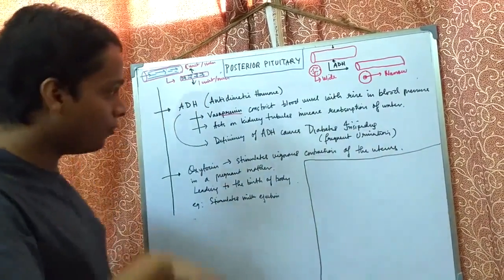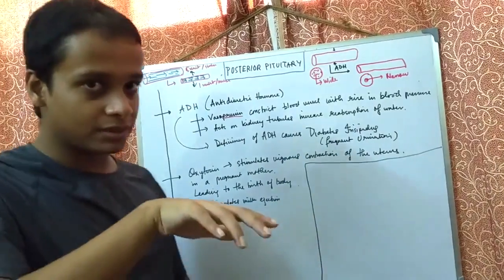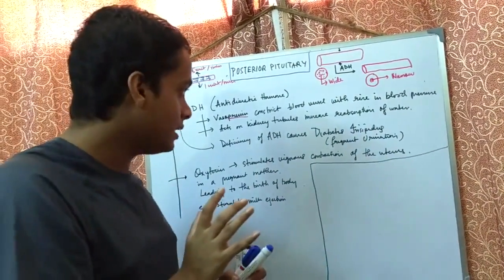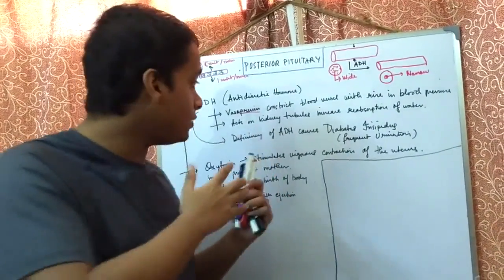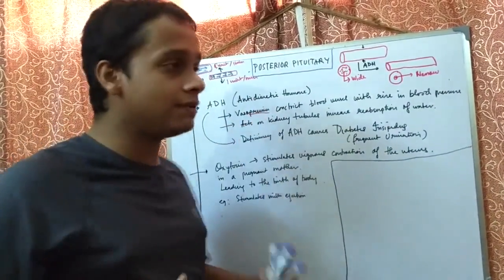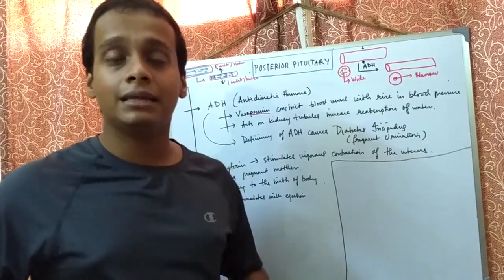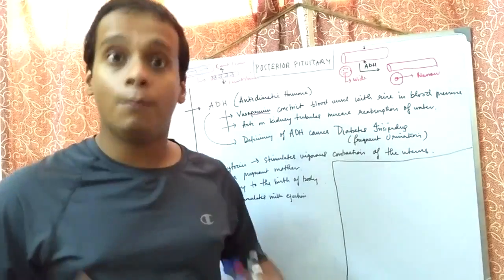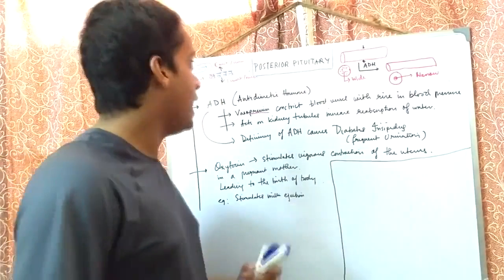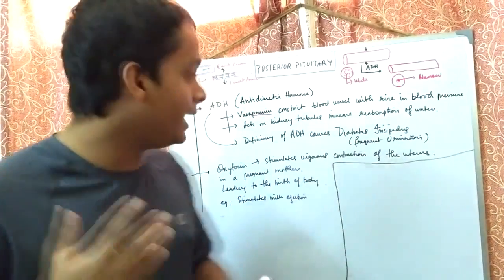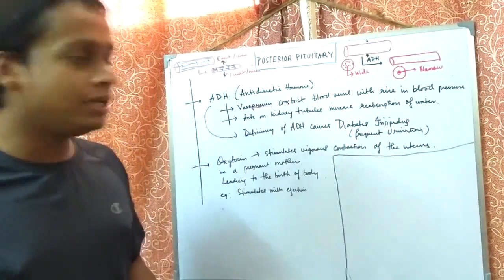So what happens when they act on the kidney tubule, the collecting duct basically? Normally there is a regulation. If the body does not have much water, then ADH gets stimulated. And once ADH is stimulated, ADH works on the kidney tubules.